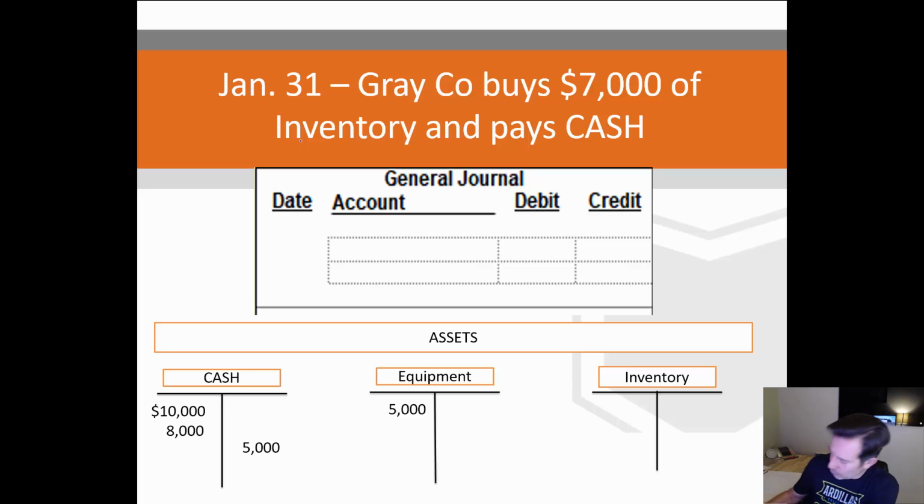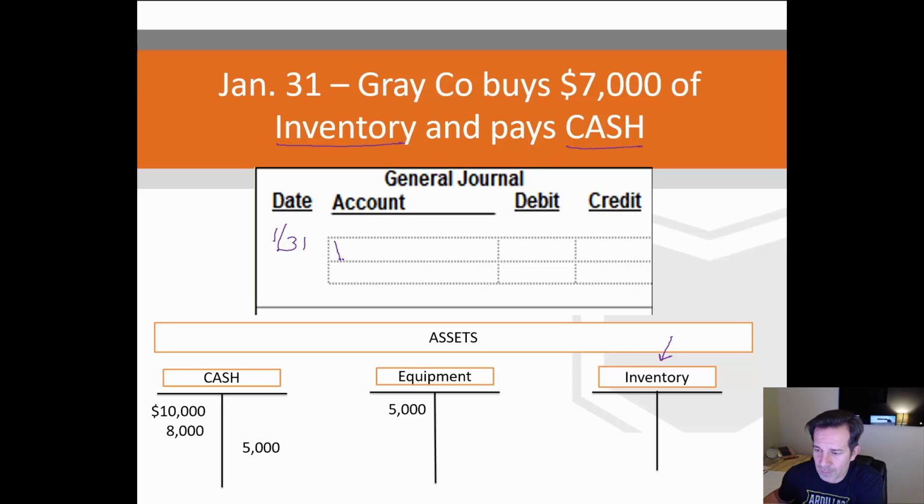Finally, we get to January 31, end of the month. Let's go buy some inventory. We've got to have something to sell. We've got to have inventory. Great company buys $7,000 of inventory, pays cash for it. So inventory is our new asset account we talked about. And we're getting inventory. That must mean inventory is going to go up. If we're paying cash for it, that must mean the cash account is going to go down.